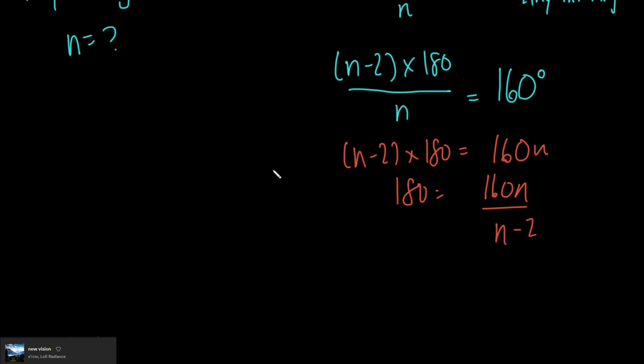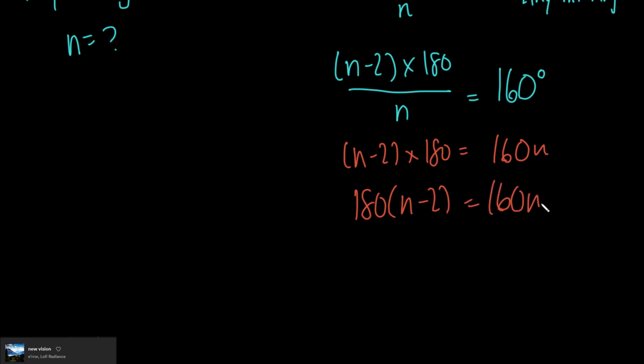So how do I solve this equation? Actually, that's probably not the best way to do it. I can rewrite this as 180 times n minus 2 equals 160n, right? So I can multiply this 180 into the brackets first. 180 times n is 180n, and 180 times negative 2 is negative 360, equals 160n.